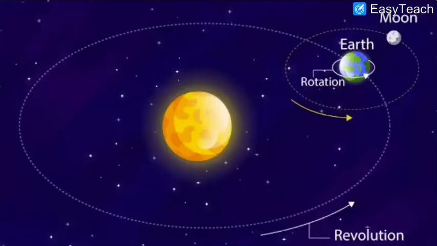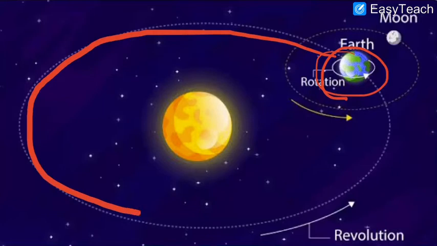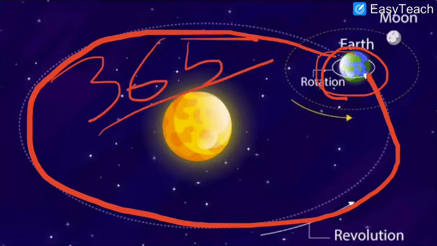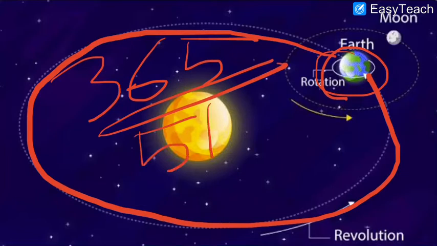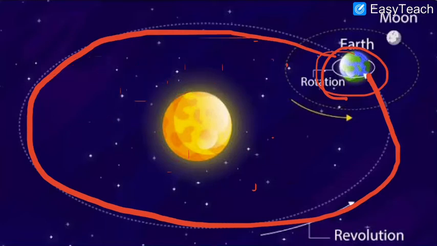So can you just imagine that when Earth starts its travel from here, it goes around the Sun, and again it turns back and comes to the same position. For this, Earth takes 365 days, which completes 1 year, and 5 hours. So this is the time taken by the Earth for completing one revolution.